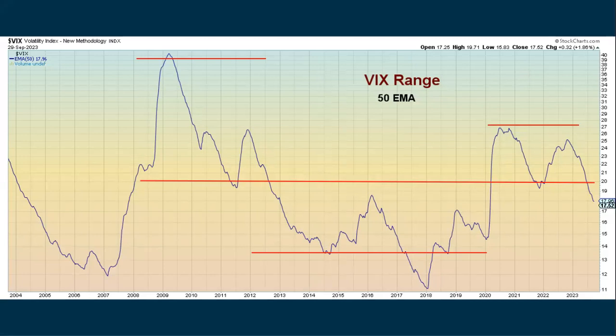Typically with the VIX, we use static numbers, 12 or so to the downside. When we get down to that level, that means there's not a lot of fear. And then 20 to the upside. That means that fear is getting rather extreme. Well, you can see by looking at this chart, we don't always stay within that range. Sometimes we have a higher range, sometimes a lower range.